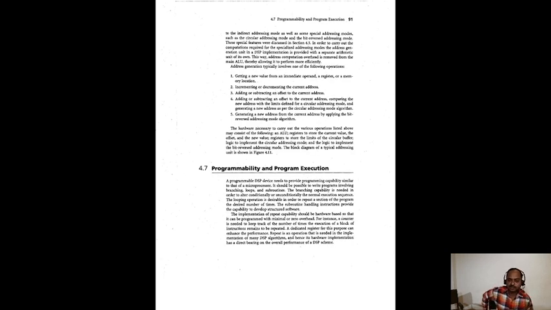What address generation typically involves is getting a new value from the immediate operand or register or data. Okay, increasing or decrementing the current address, adding or subtracting an offset to the current address, and generating a new address from the current address by applying bit reversal operations. Generally, bit reversal operation will be used to generate the address. And then finally, programmability and program execution.